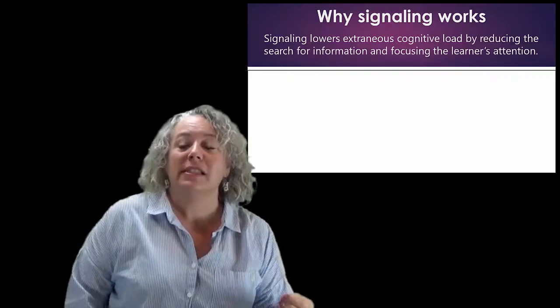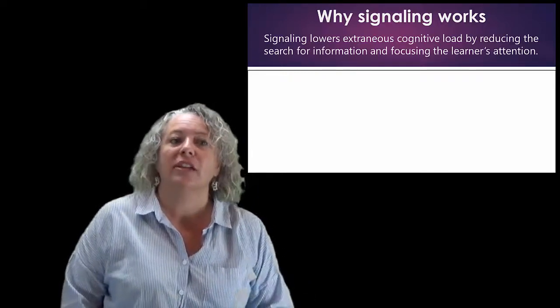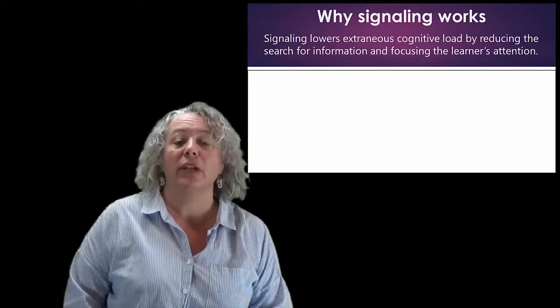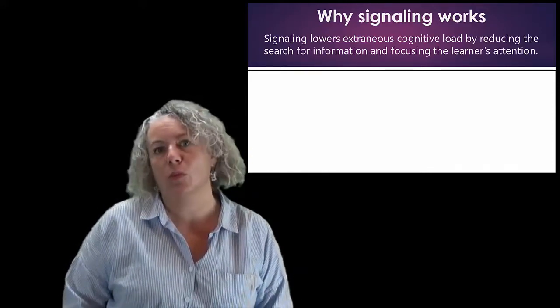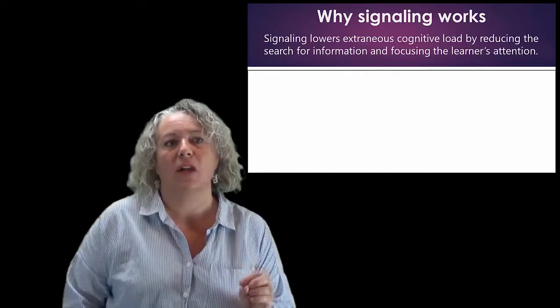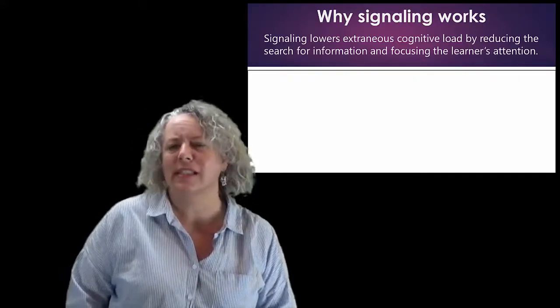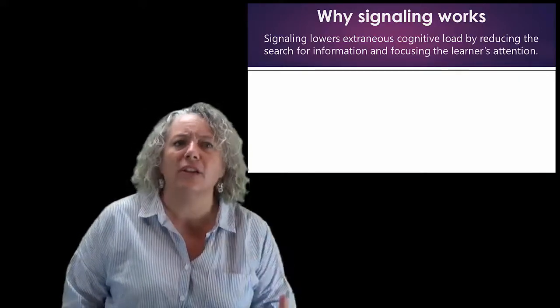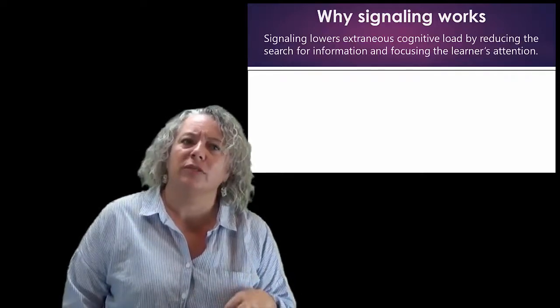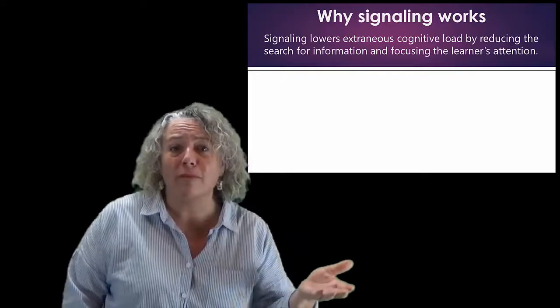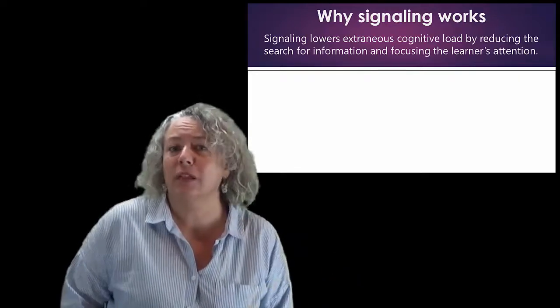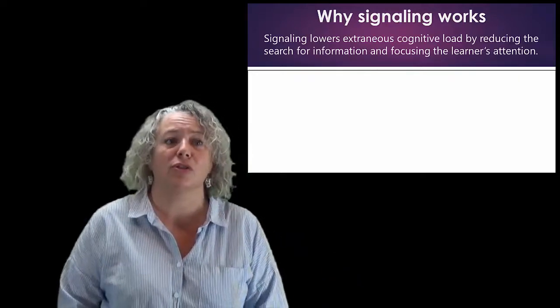And why does signaling work? Well, extraneous overload can be avoided using signaling because we're helping the learners to use their limited working memory capacity. We're helping the learners to select, organize, and integrate the information that's presented in the materials, where the cues are emphasizing the relationship between elements in the text and the pictures.